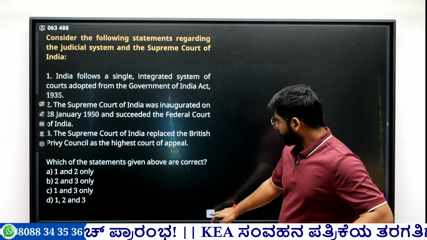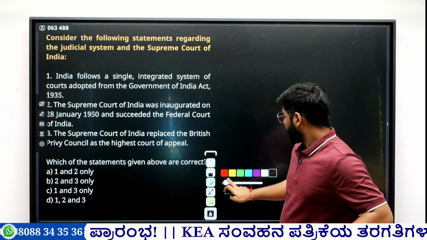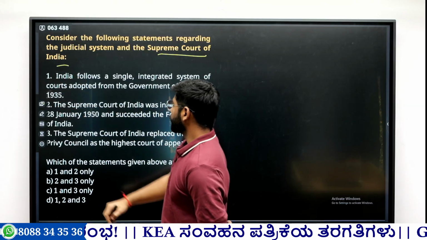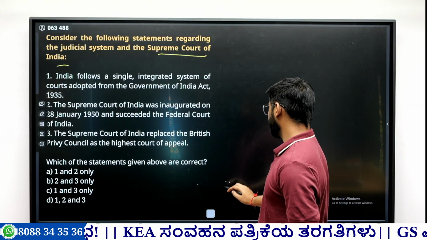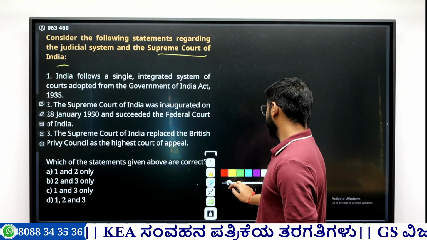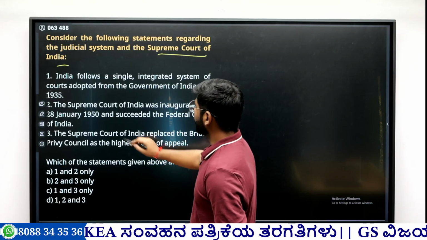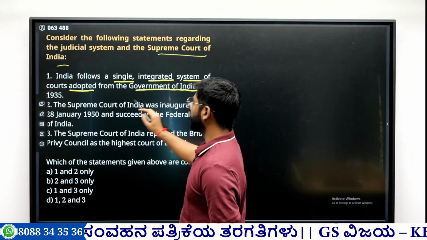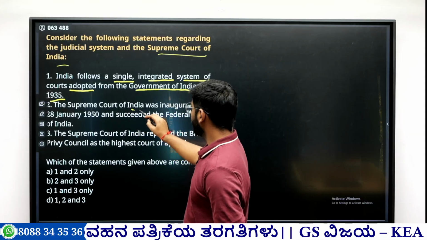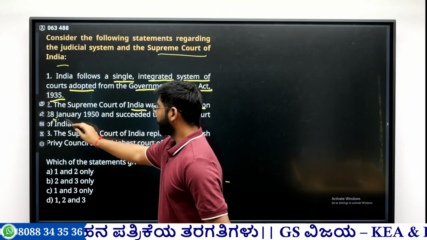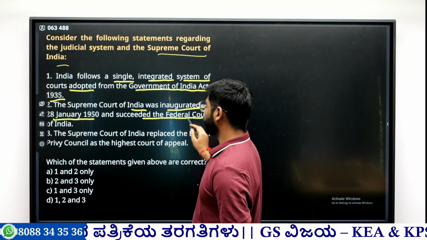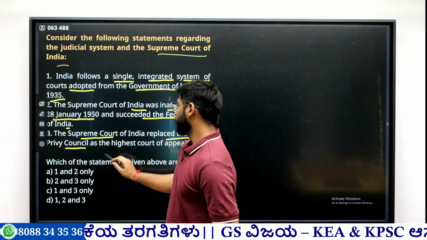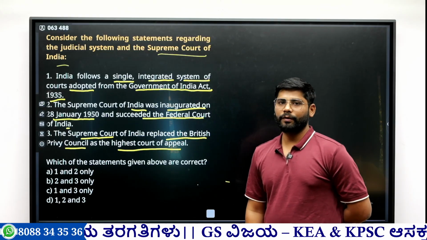This first question is about the judicial system and the Supreme Court in India. The first statement says that India follows a single integrated system of courts adopted from the Government of India Act 1935. Second, the Supreme Court of India was inaugurated on the 28th January 1950 and succeeded the Federal Court of India. Third, the Supreme Court of India replaced the British Privy Council as the highest court of appeal. So now the three facts are there.